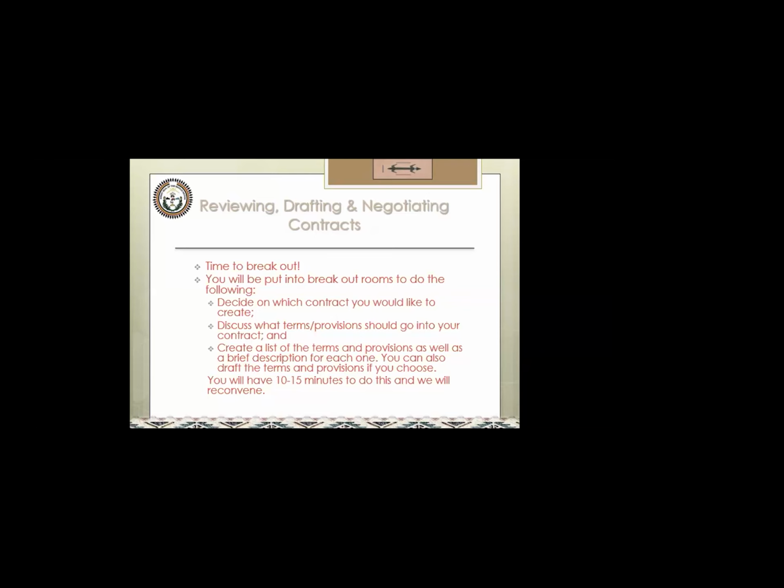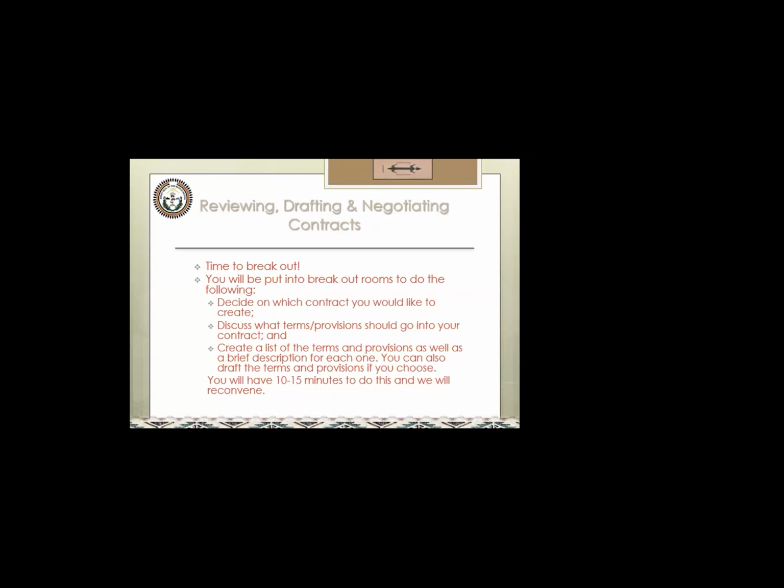But basically what I was going to ask people to do was to get into groups and decide as a group what kind of contract you would want to create. And once you make that decision, discuss what kind of terms and provisions you want to put into that contract. During this whole exercise, I was going to ask people to create a list of the terms and provisions, as well as a brief description for each one. Why is it that you're putting this term and provision in your contract?